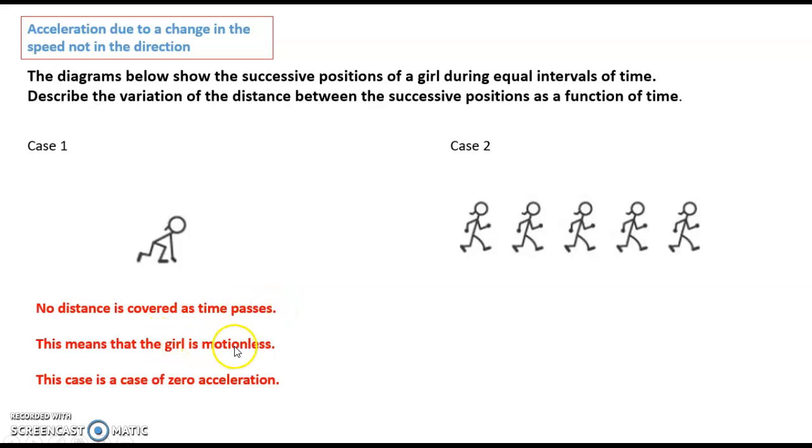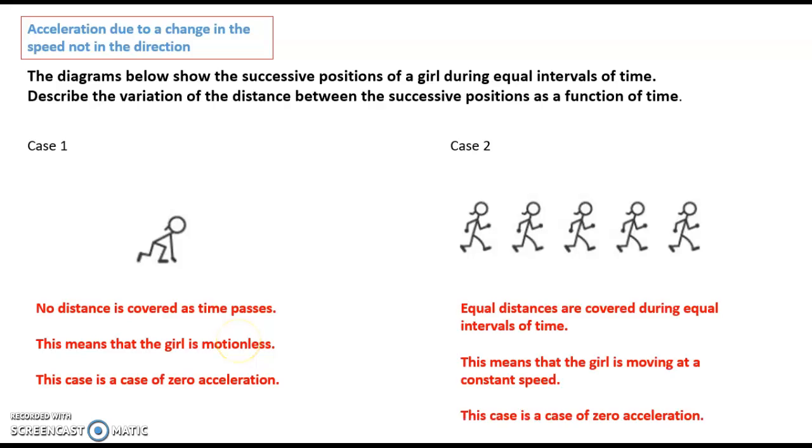This means that the girl is motionless, and this case is a case of zero acceleration because there is no change in the distance, there's no motion. So there is no speed, there's no change in the speed. So that's why there is no acceleration.